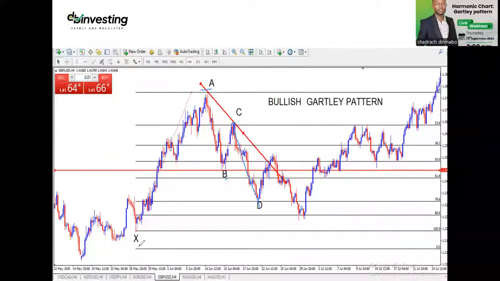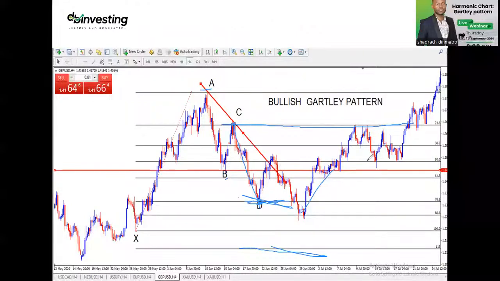Point D is actually 78% of XA, which qualifies. So from here we take our entry position, and then our stop loss is at the 1.13 level. So there is our stop loss position. We take it from here and push on, and it hits our take profit position. So that's it about the bullish Gartley.